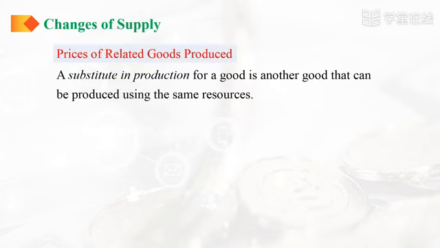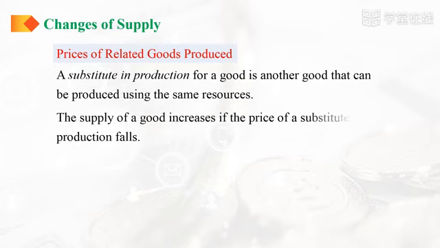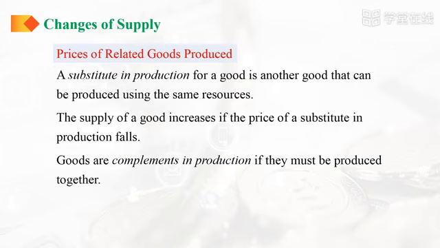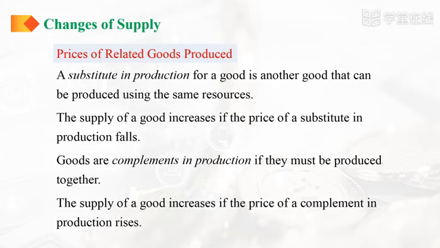The second one is prices of related goods. The prices of related goods that firms produce influence supply. For example, if the price of energy gel rises, firms switch production from bars to gel. The supply of energy bars decreases. Energy bars and energy gel are substitutes in production, goods that can be produced by using the same resources. If the price of beef rises, the supply of cowhide increases, so beef and cowhides are complements.